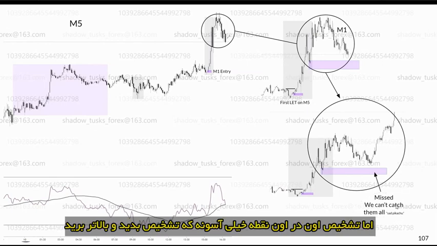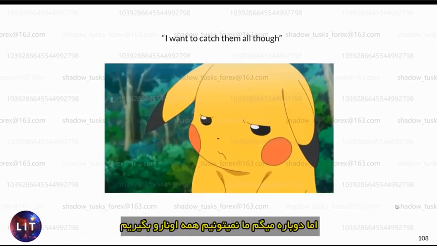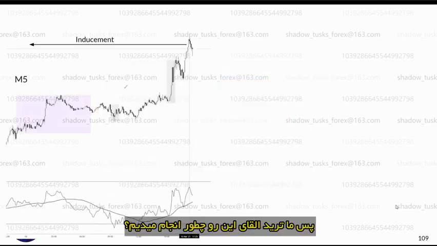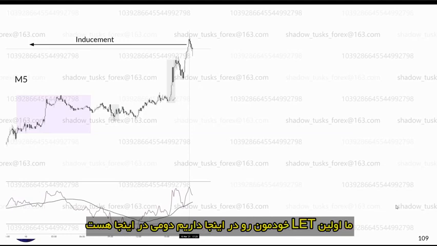But it's very easy to spot and to go higher. Just confirms it over and over again. But again, we cannot catch them all. So pretty much how we trade inducement trades with that, very, very easy once again. It's not done yet. So we had our first LIT in here, second LIT here.